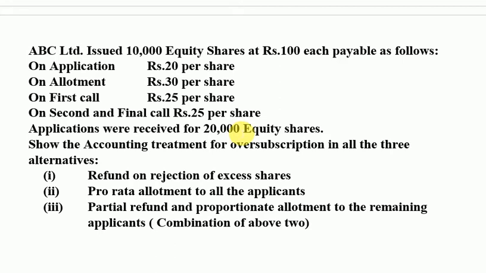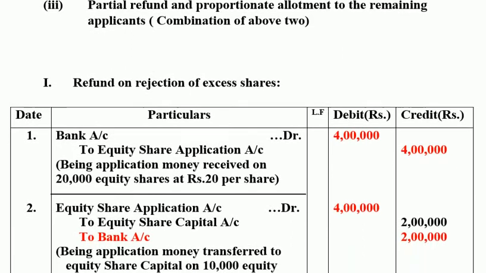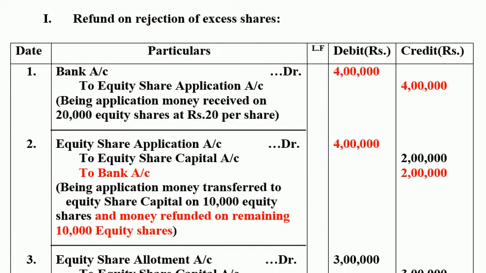So we are going to see the first alternative of adjustment under oversubscription, that is refund or rejection of excess shares, by solving this question. I am going to discuss only those entries which are going to be affected with this change in the question. Remaining all remains the same. Whatever is the change is highlighted in red ink in the solution.